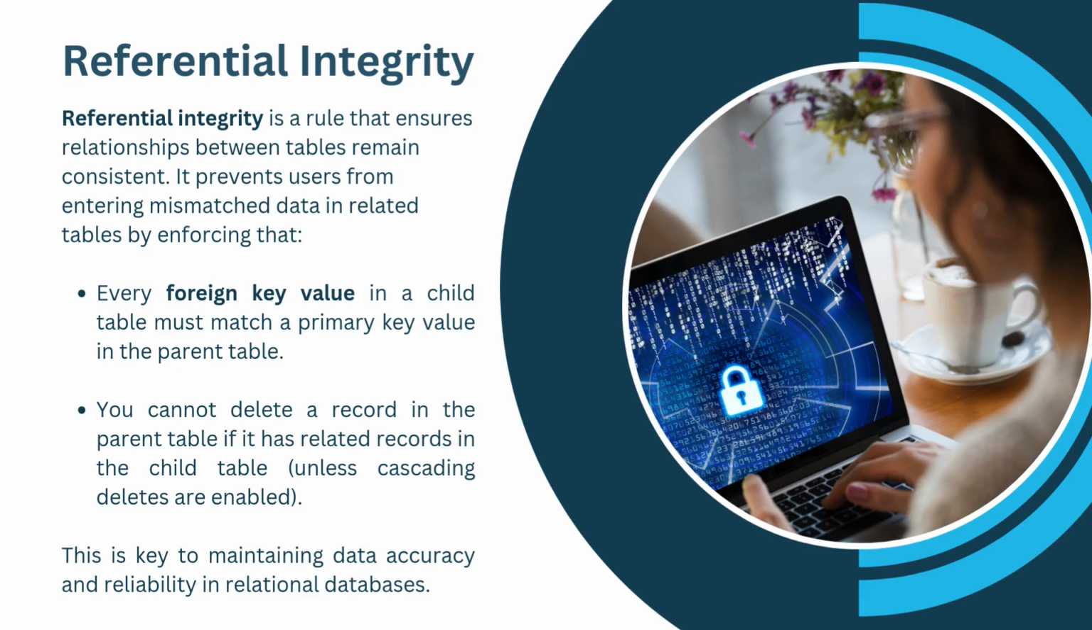Let's dig into referential integrity. This is a database rule that keeps relationships between tables consistent. Imagine you have a student table and a grades table. Referential integrity makes sure that every grade record points to a valid student record. It prevents things like a grade being linked to a non-existent student.